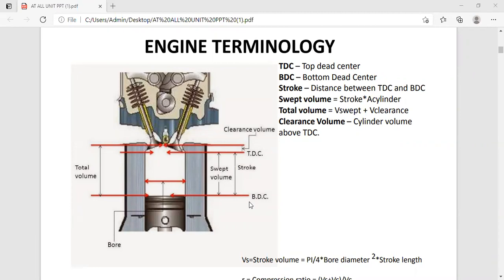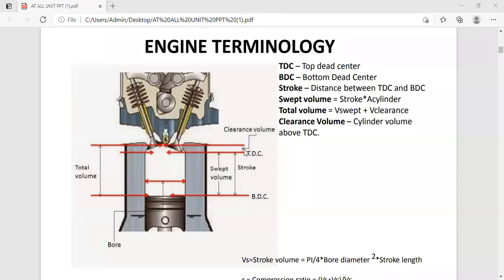Now we are going to discuss the terms one by one. So first, what do dead centers mean? If you are observing here a vertical engine, when the piston is at the topmost position, the crank position is called the top dead center. So that's why we are saying TDC. And when the piston is at the bottommost position, we are saying the crank position is at the bottom dead center, or BDC.